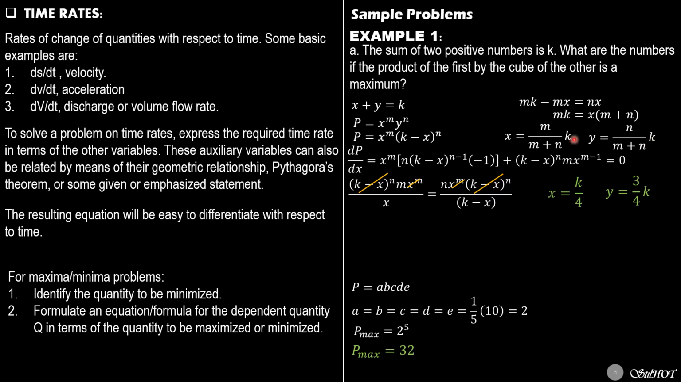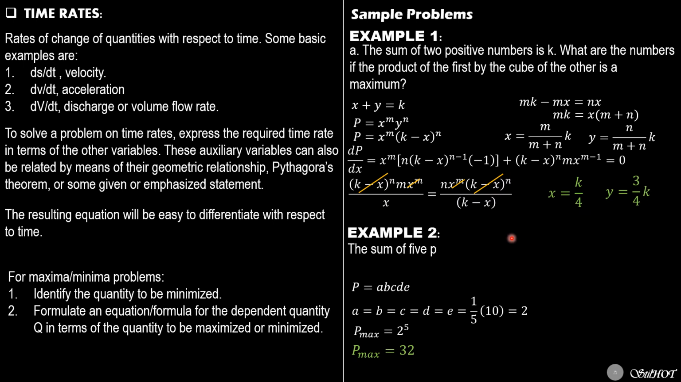So in this problem, because m is 1 and n is 3, x, the first number with the power just 1, is 1 over 4 times k, or k over 4. And the second number is 3 over 4 of k. So that's it. I hope that you understood the solution.